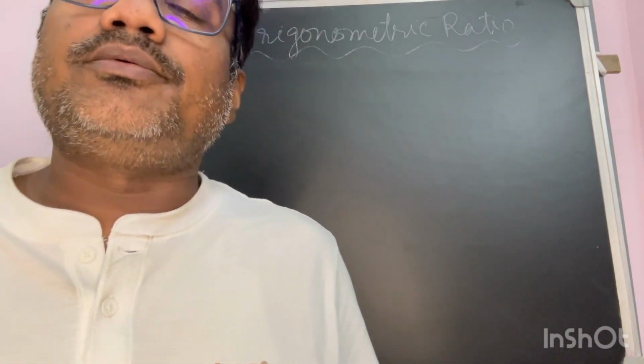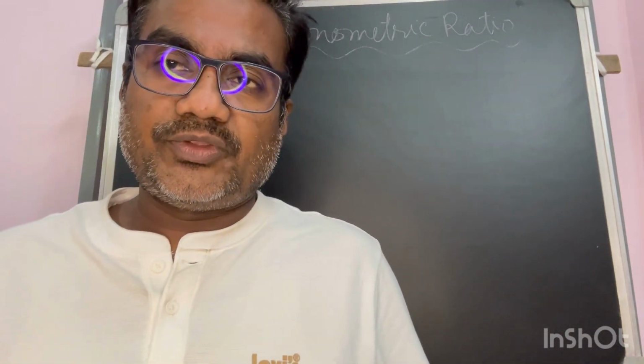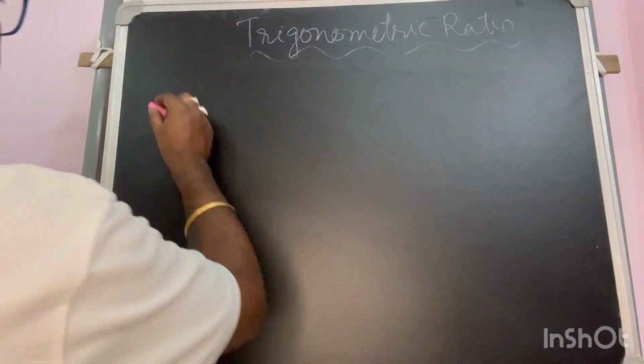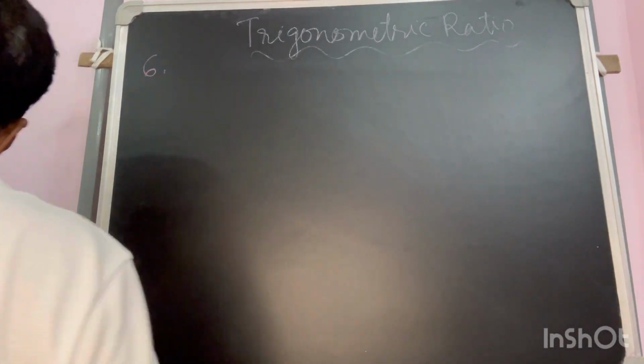We are now progressing on the problem solving session on trigonometric ratio. We have reached up to problem number 5. Now onwards, from 6 we will start today. Okay, so number 6.